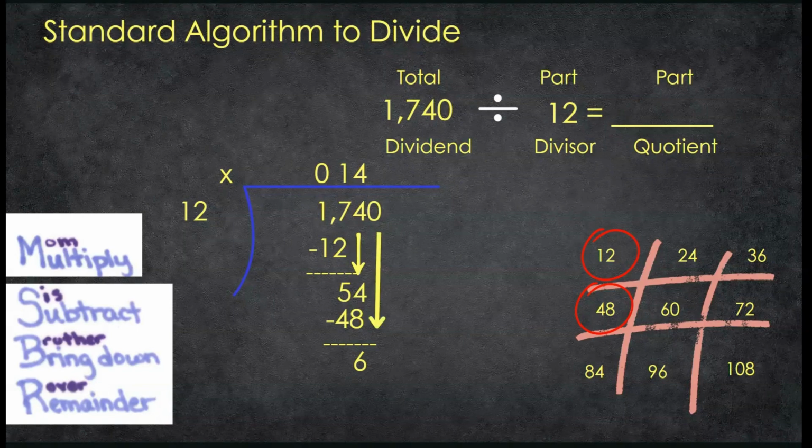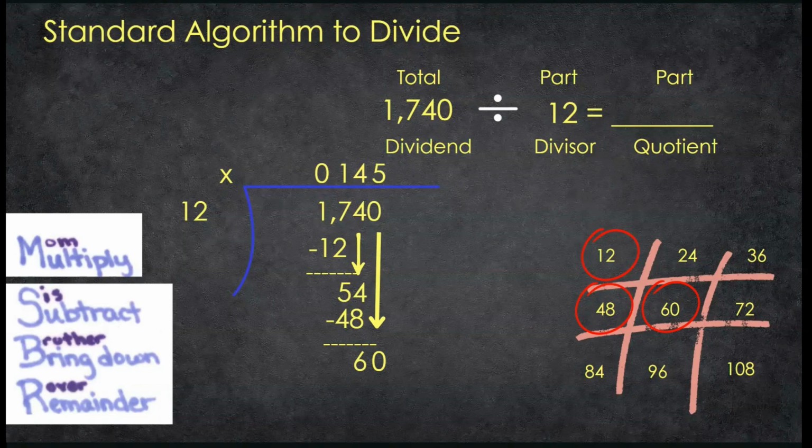And then I bring down the next place value, that's 0. And now I have 60. How many groups of 12 go into 60? When I look at my hashtag, I see 60 is on my hashtag. That is in the 5th position. So I write a 5 above the ones place.